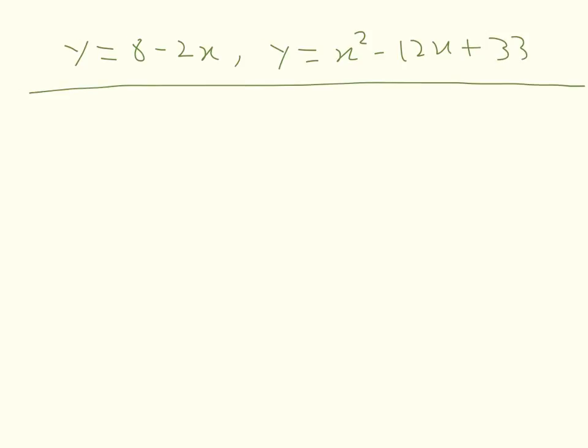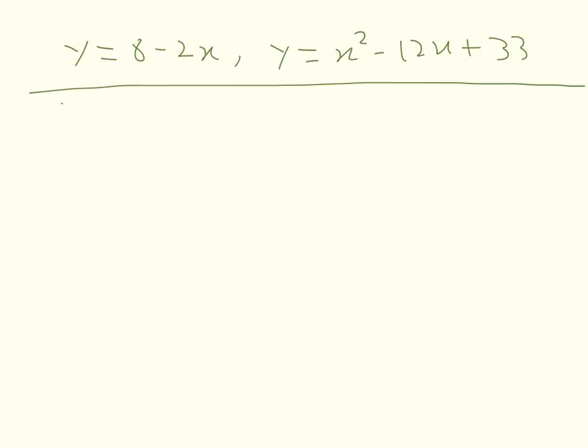So, this is my final question. The question I've been given is that the value of y is equal to 8 minus 2x, and I've been given another equation where y is equal to x squared minus 12x plus 33. Let me just draw a slight line underneath that. Right. So I know that the value of y is 8 minus 2x, and I also know that the same value, y, also gives me x squared minus 12x plus 33.